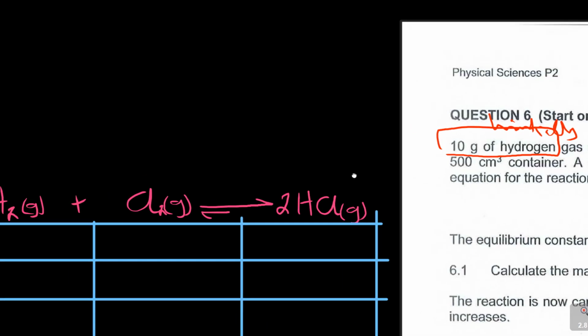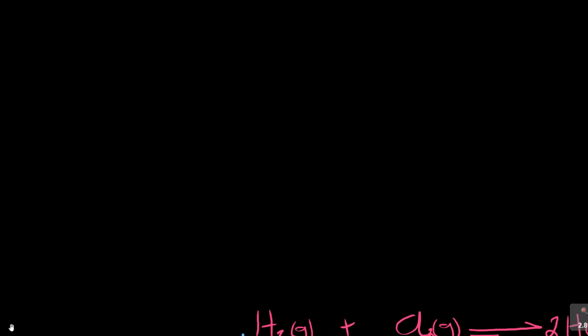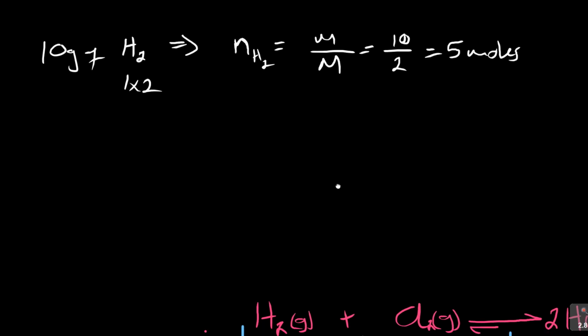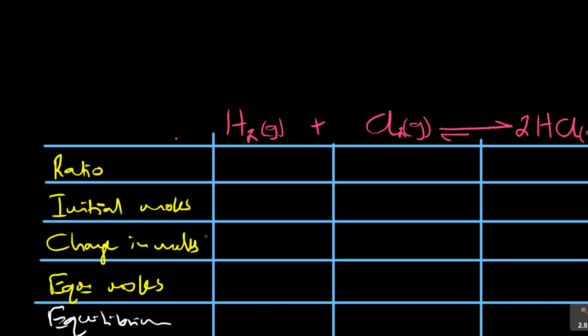So you take 10 grams of H2 and convert it to moles. The moles of hydrogen is equal to m over M, mass over molar mass. The mass is 10 grams over the molar mass of hydrogen. Remember, hydrogen is 1, so it's 1 times 2. So it's 10 over 2, which is 5 moles. That's what you're going to put here initially. For hydrogen you're going to have 5.